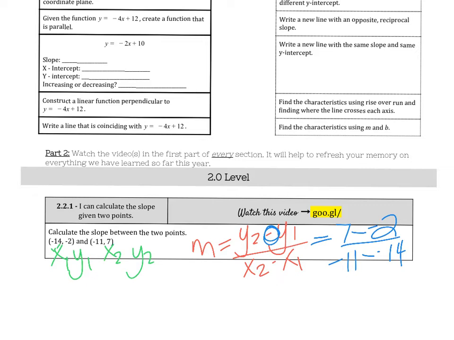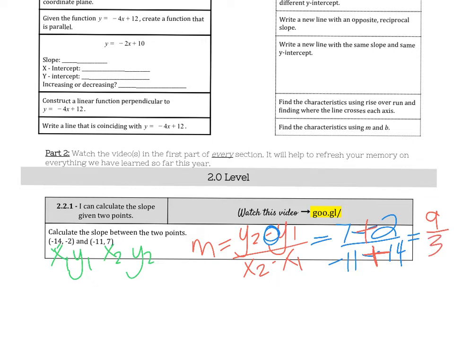Once I have those, I can just go ahead and simplify. So I have 7 minus negative 2. Well, 7 minus a negative really means 7 plus 2, which gives me 9 over. And then negative 11 minus negative 14, those two negatives also turn into a plus. So I have negative 11 plus 14, which is 3.